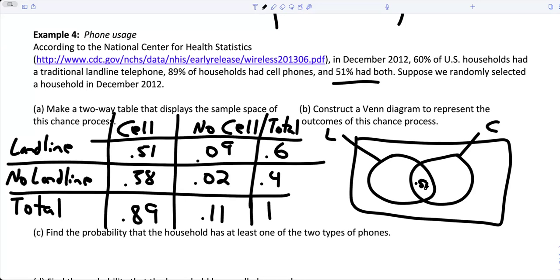Not drawn to scale, right? So now look up here. What's the total probability that had landlines? The total was 60%. I'm just looking at the L circle. There's already 51% inside that circle. So what is in the circle but not in the intersection? It would have to be 9%, not 0.9, but 0.09.